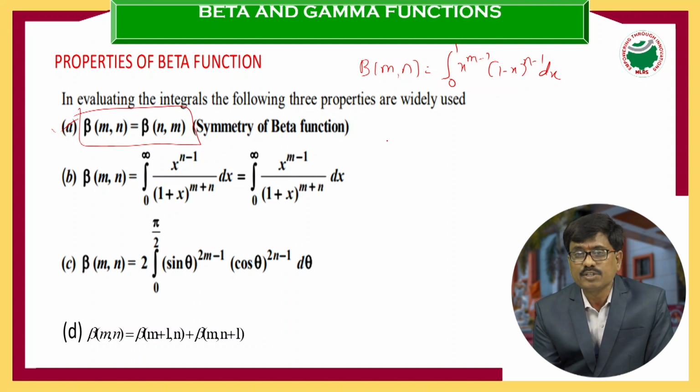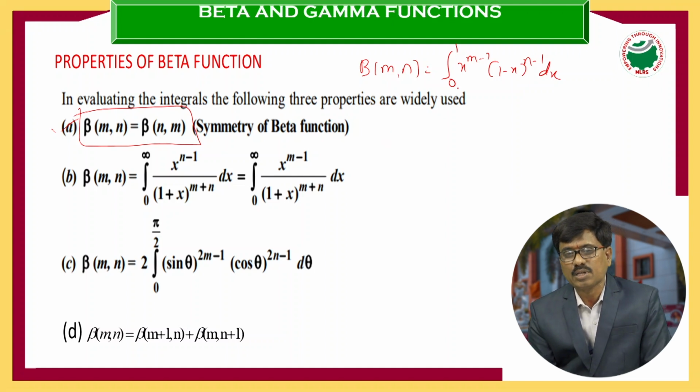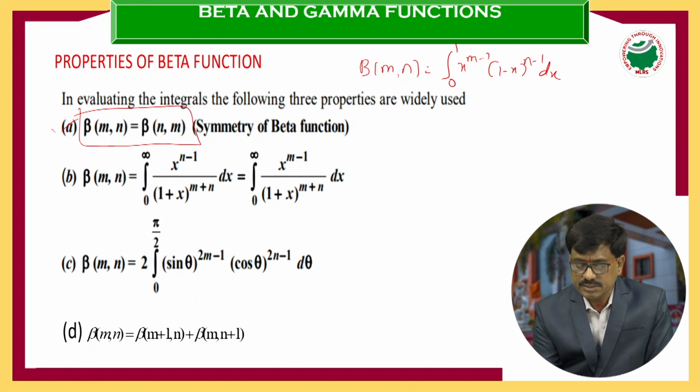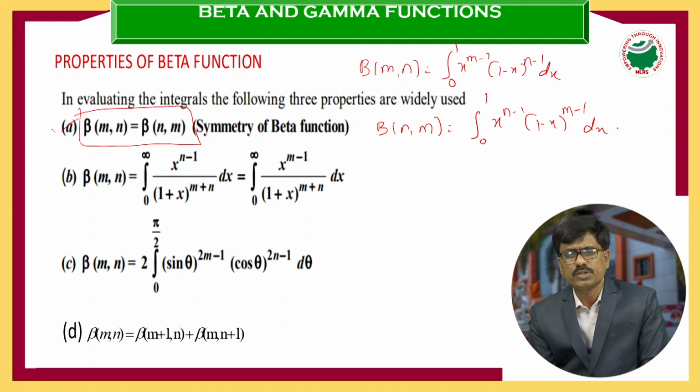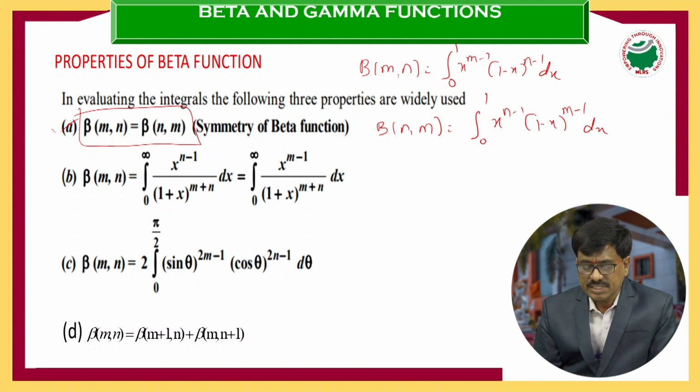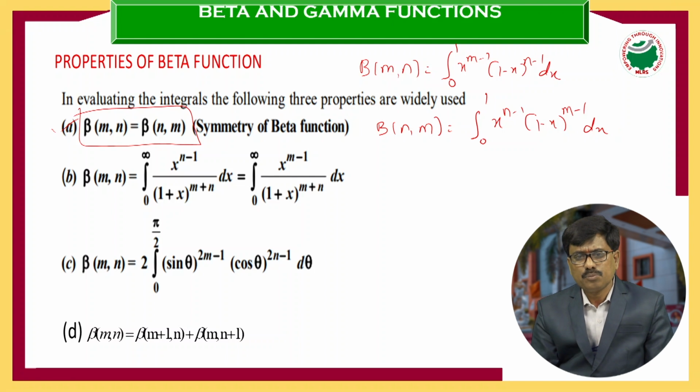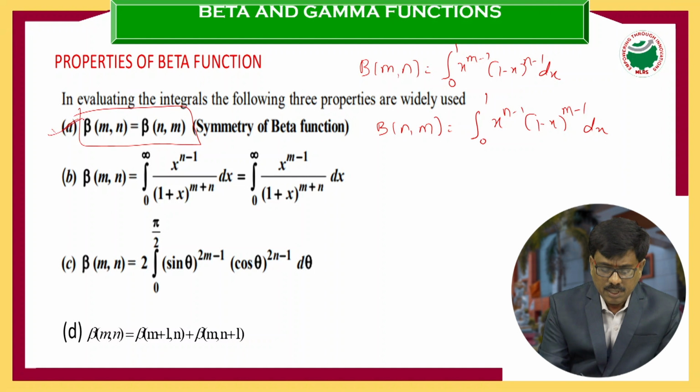If I write the definition of the beta function, I am not going to write always m comma n; the values we can interchange. Beta of n comma m is equal to the integral from 0 to 1 of x power n minus 1 into (1 minus x) whole power m minus 1 into dx. These are also possibilities of writing the symmetric function. This is the first property of the beta function.